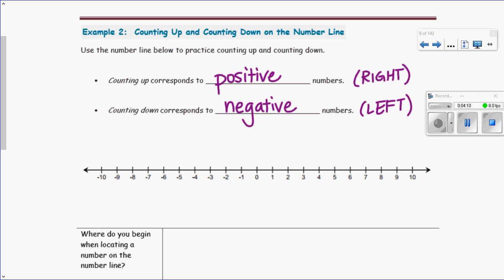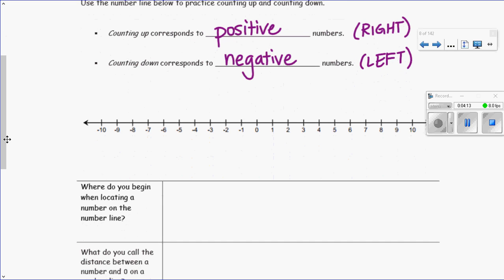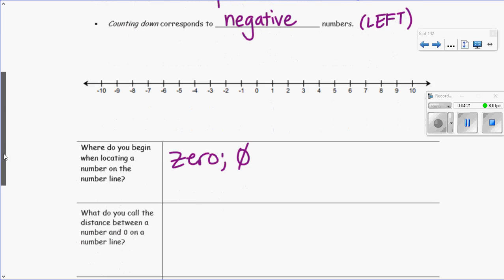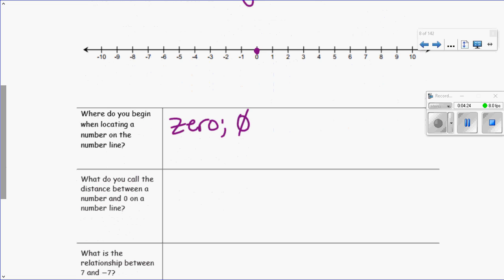So where do you begin when locating a number on the number line? This is that special number. Hopefully you know it is the number 0. Okay, and we can write it like this or with a line through it so you know it's not the letter O, it's 0. Okay, so there you go. There's your little starting point right there. All right, what do you call the distance between a number and 0 on the number line? You might not know this term. This could be a new term, but I want you to write it now. It is called the absolute value. And that just means how far is the number from 0. And that's it. That's literally all it means.